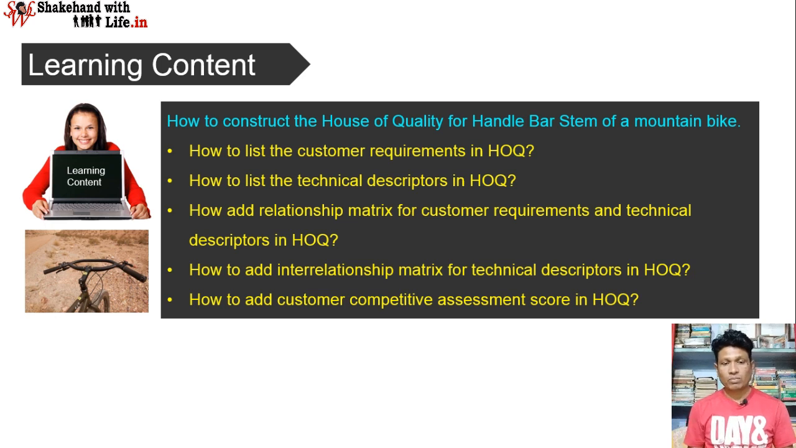Here in this video, we'll study how to list the customer requirements in the house of quality, and also how to list the technical descriptors in the house of quality, which is in room number 2. And then we also study how to add the relationship metrics for customer requirements and technical descriptors in the house of quality, which is in the central hall. And then how to add interrelationship metrics for technical descriptors on the top of the house. Then we study how to add the customer competitive assessment score in the house of quality, which is in the backyard of the house in room number 4.